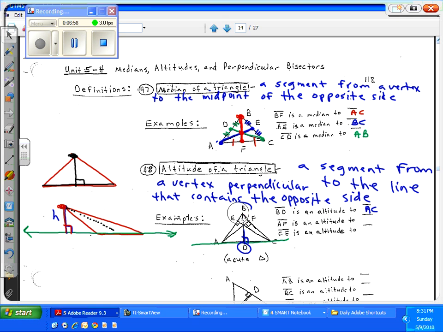Okay? Well, let's look at from point A. The line containing the side opposite point A is that line. If we go from point A perpendicular to the line containing that side, we get AF. So AF is the altitude drawn to side BC.